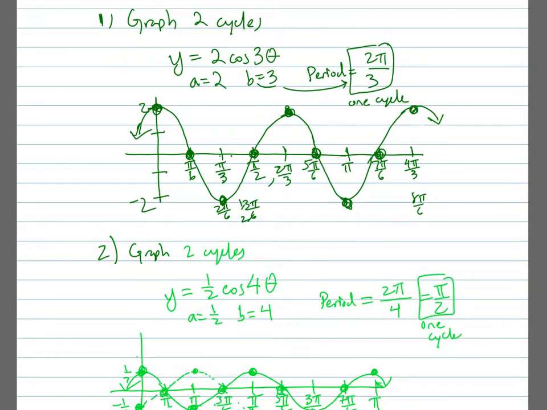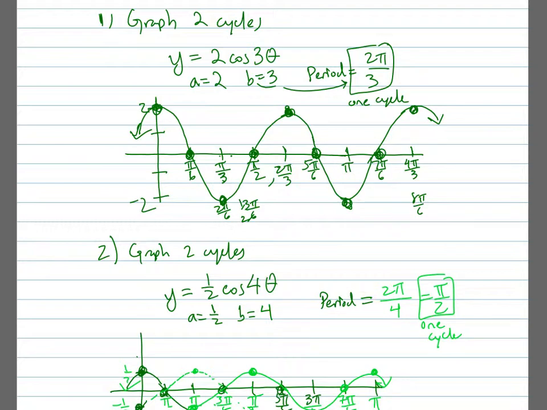Graph 2 cycles of, let's do y equals 1/2 cosine 4 theta. We have our A is 1/2. So ladies and gentlemen, is this going to be taller or shorter graph than normal? It's going to be short. The amplitude is only 1/2. B is 4.